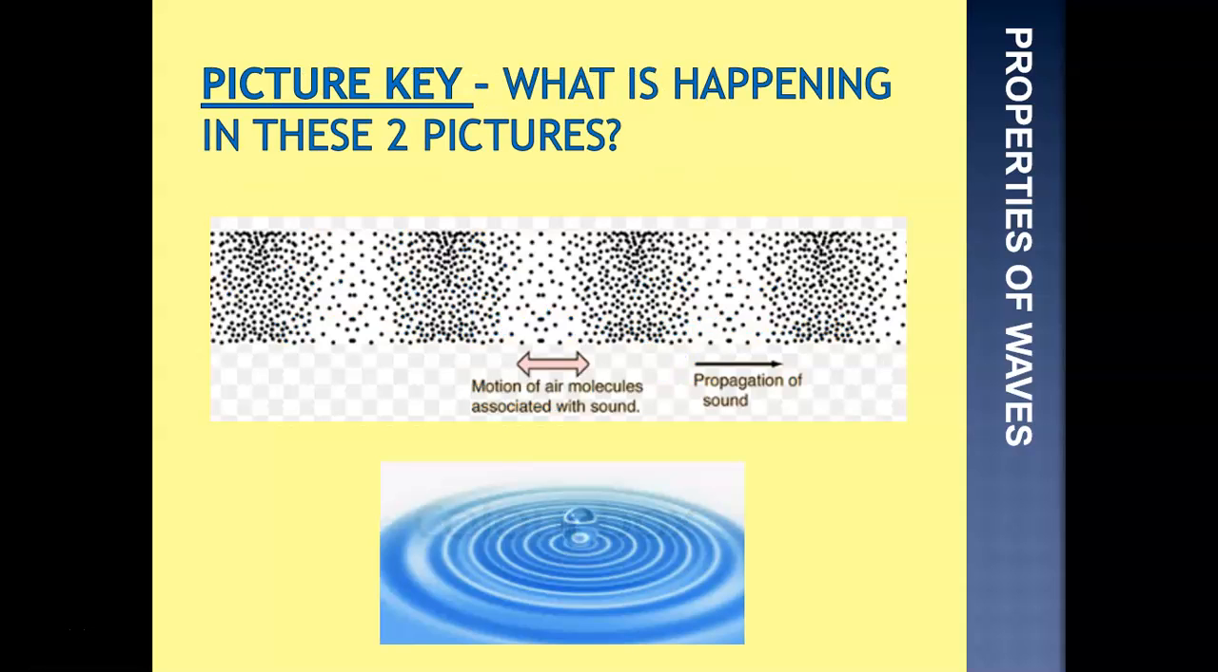So we start with a brief picture. What's happening in these two pictures? At the top, we've got air molecules that are associated with sound, and we've got large bunched together areas of that and areas where they're spread out, and we're showing the propagation of the sound going to the right. Beneath that, we've got water where something's been dropped in there. But what we get here is two different versions of waves. We've said there are two types of wave, transverse and longitudinal, and this is a brief introduction to what those waves look like.